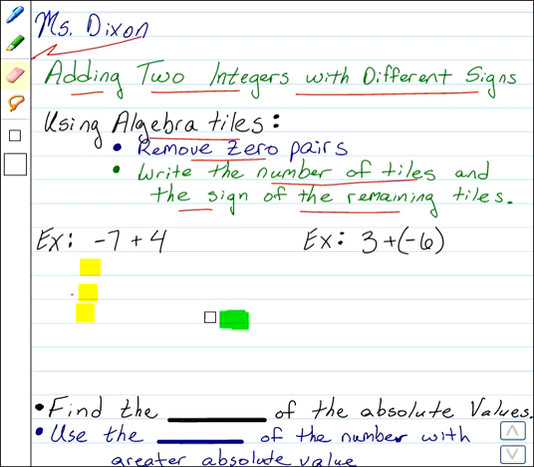I've removed them, so I'm just going to erase those tiles. And then I have 3 yellow tiles. That's 3 negative tiles. That's a -3, because 3 yellow tiles represents the number -3. Now let's look at another example.